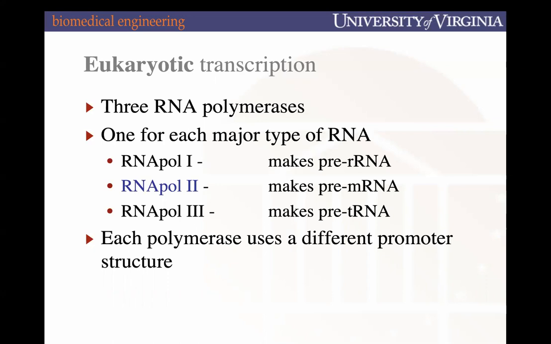But the one we're going to focus on, the key thing, and it's in blue, RNA polymerase 2 is what makes mRNA. And that's the key one. That's what's key for transcription. And each polymerase also recognizes a different promoter structure.